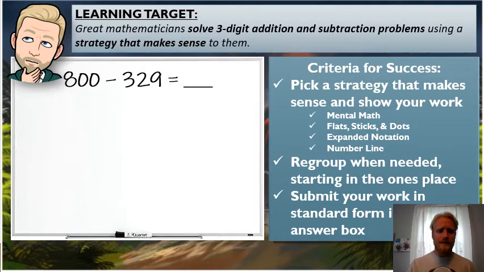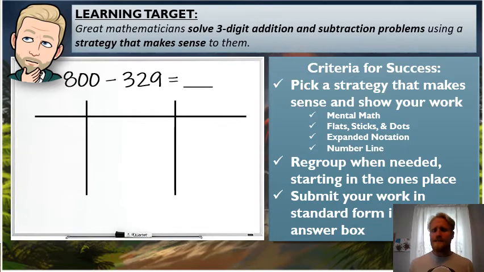So my instinct here, I'm going to use flat sticks and dots. I'm going to use pictures to help me break this down because I feel like I'm going to have to do some serious regrouping. All right, so as always, I label my HTO chart. All right, so 800, how would I represent that in hundreds, tens, and ones?